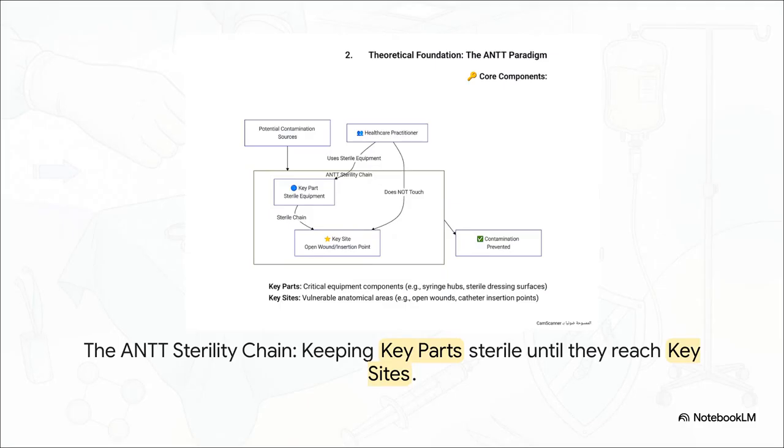Okay, now take a look at this diagram because it beautifully visualizes the whole process. See the flow? You've got the healthcare professional, who is a potential source of contamination. They're using sterile equipment, which has a critical component we call a key part. The goal is to get that key part to the patient's vulnerable key site, say an open wound, without it ever touching a non-sterile surface. That clear, unbroken path, that's the ANTT sterility chain.